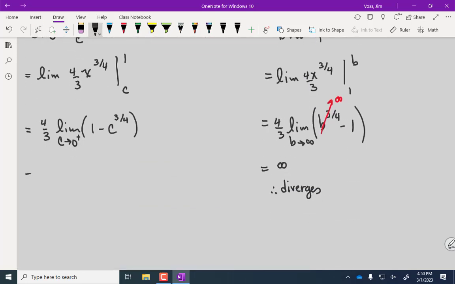Now, let's see if we can evaluate this limit properly. Plugging in 0, we get 0 there. 1 minus 0 is 0, so this is our limit. So we have converge on this side.